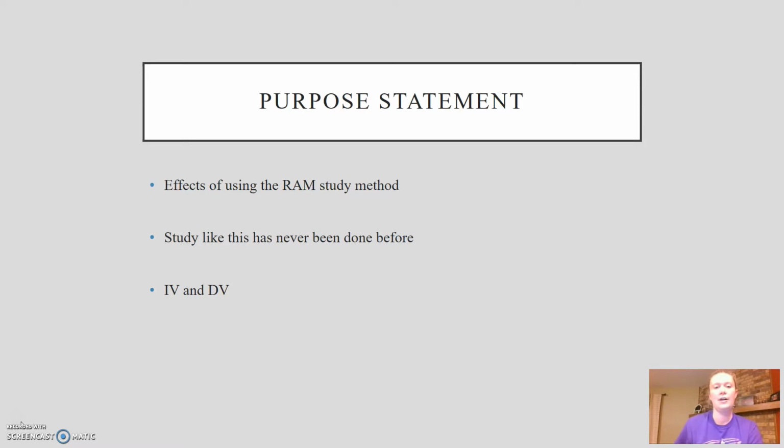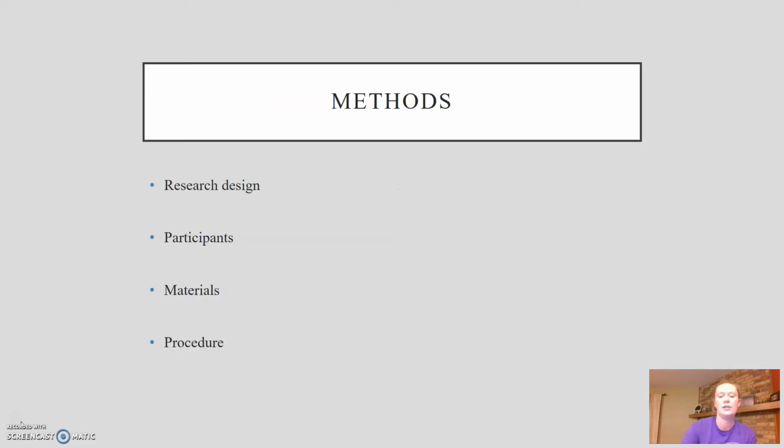The effects of using the RAM study is basically the purpose of this whole study. So how it affects the math assessments that students were given. A study like this has never been done before. A matrix in a math classroom, nobody's done it. My independent variable is the RAM study method, which is being used by my experimental group, and a student choice for a study method was being used by my control group. The dependent variable was the assessment scores.